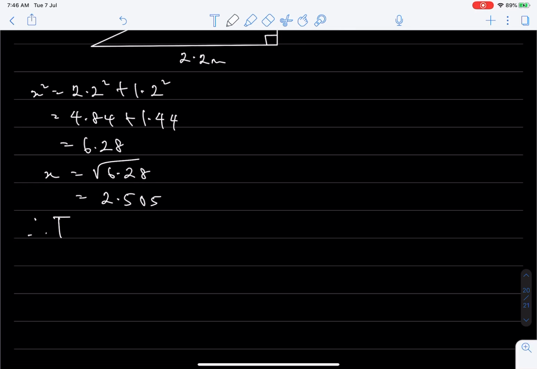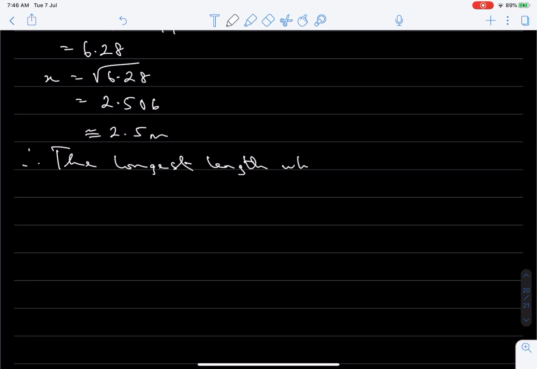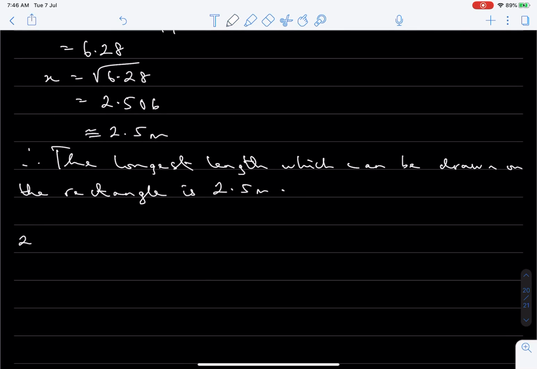That's actually 2.505, and it's approximately 2.506, which is approximately 2.5 meters. Therefore, the longest length which can be drawn on the rectangle is 2.5 meters. Now let's take a second example.